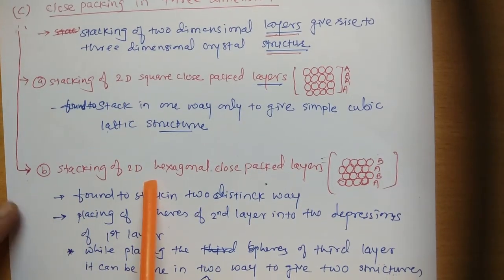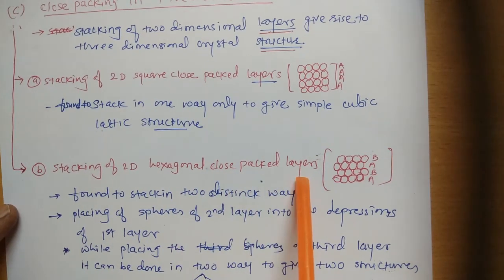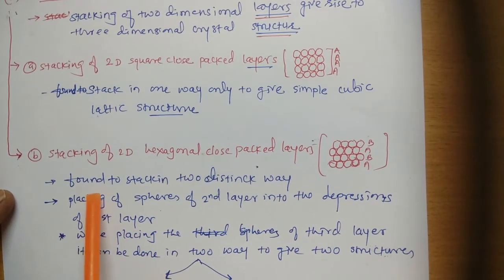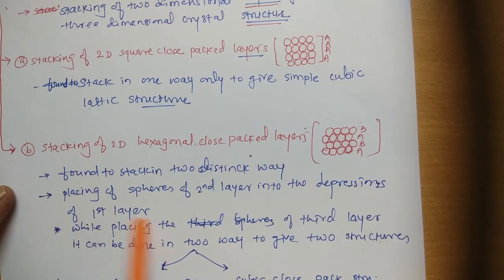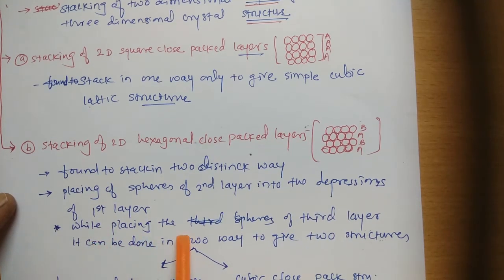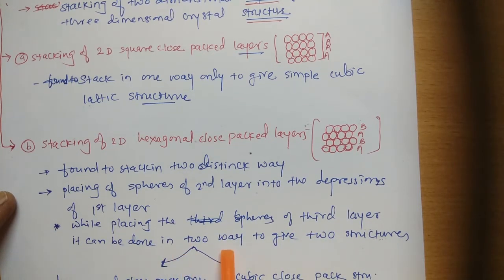That is the stacking of two-dimensional hexagonal close pack layers. This two-dimensional layer is going to be used to form a three-dimensional structure. This type of two-dimensional hexagonal close pack layer is found to stack in two distinct ways. That is, placing the spheres of the second layer into the depressions of the first layer, while placing the spheres of the third layer can be done in two ways to give two different structures.